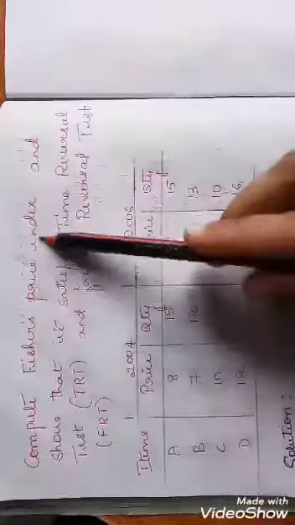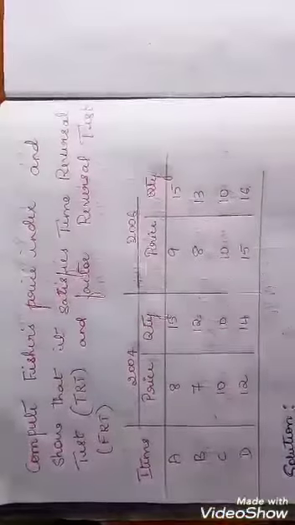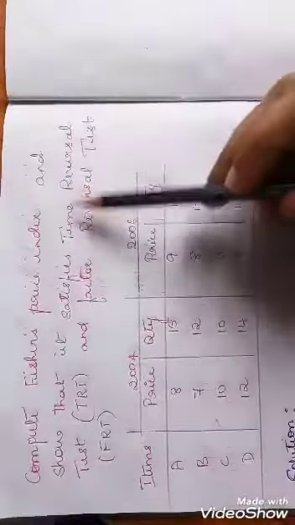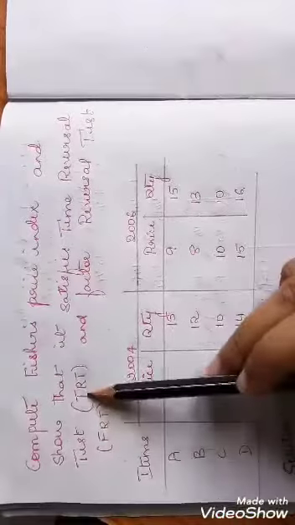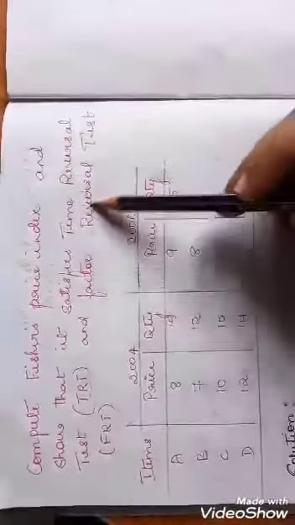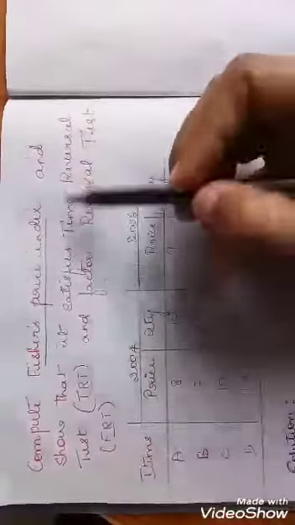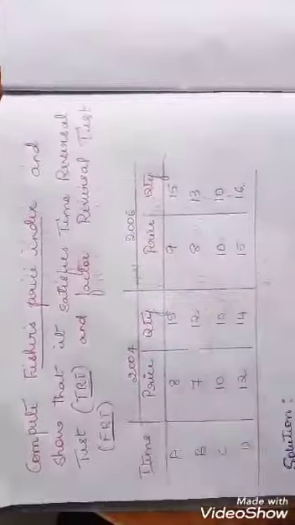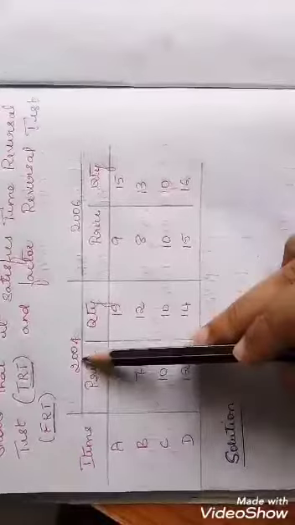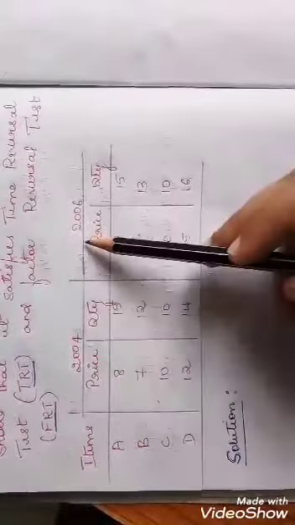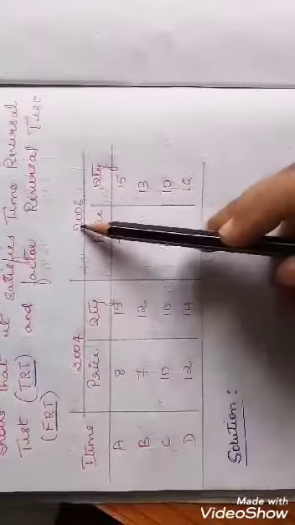Compute Fisher's ideal index number and show that it satisfies the time reversal test, that is TRT, and factor reversal test, FRT. So you have to compute your price index number. First you have to compute the price index, and then show that it satisfies both TRT and FRT. They have given us the items, price and quantity for 2 years, 2004 and 2006.